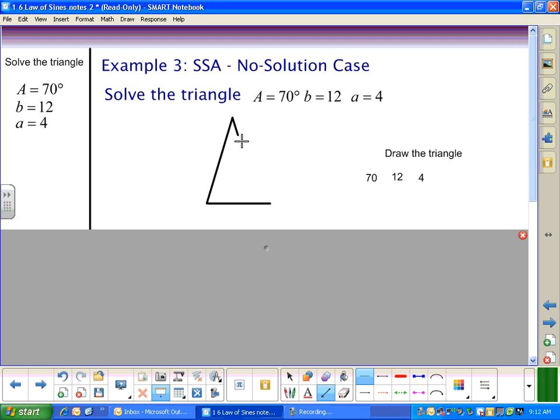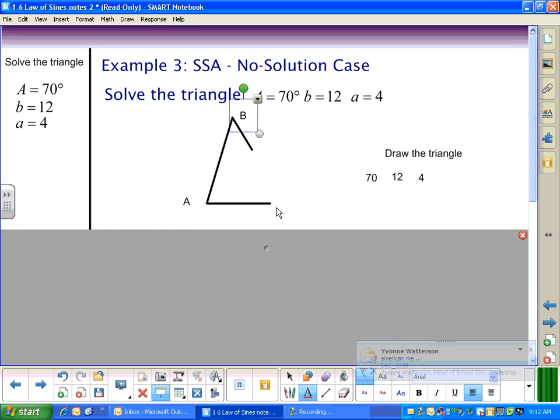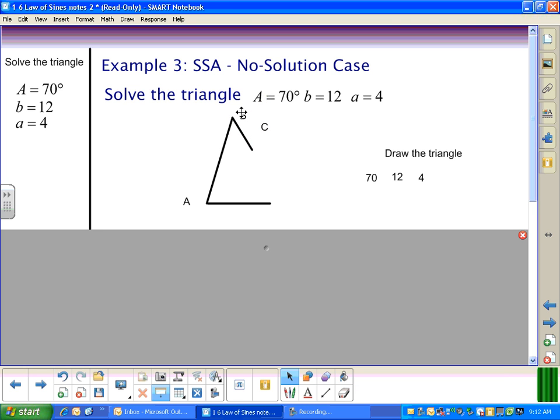And then I'm going to kind of approximate these sides, and I'm going to leave that right here for now. Now remember, we're going to label my angles. Here's angle A. Here's angle B. Actually, let's put B down here, and then we'll put C in here as well. Okay, and so I'm going to take B and move him back over here. So we know that angle A is 70 degrees, we know that side B is 12, and we know that side A is 4.